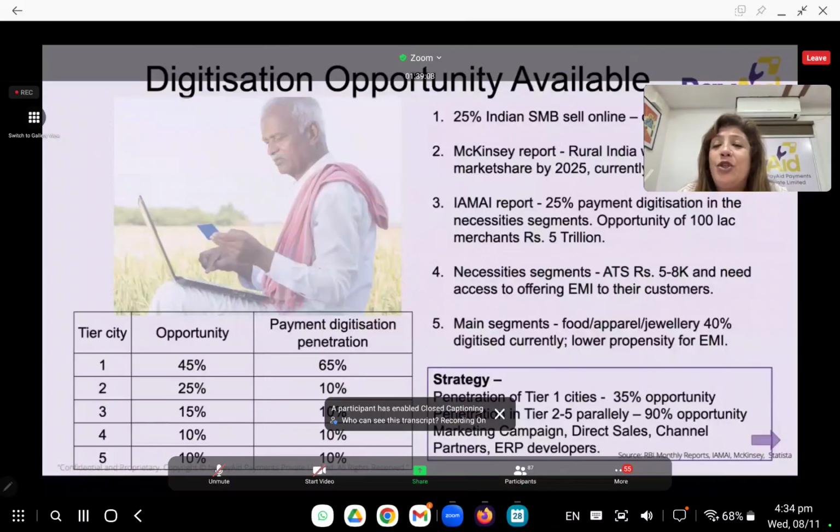The digitization opportunity that is available: currently only 25% of Indian medium businesses sell online. That gives us an opportunity of about 75%. And if we look at the opportunity tier-wise, then we can see that the current digitization penetration is extremely low at 10% in tiers 2 to 5 cities. While I would love to have the balance 90%, I'm being a little more realistic and saying that this is the kind of opportunity that we would like to track and tap into in the next 24 months.